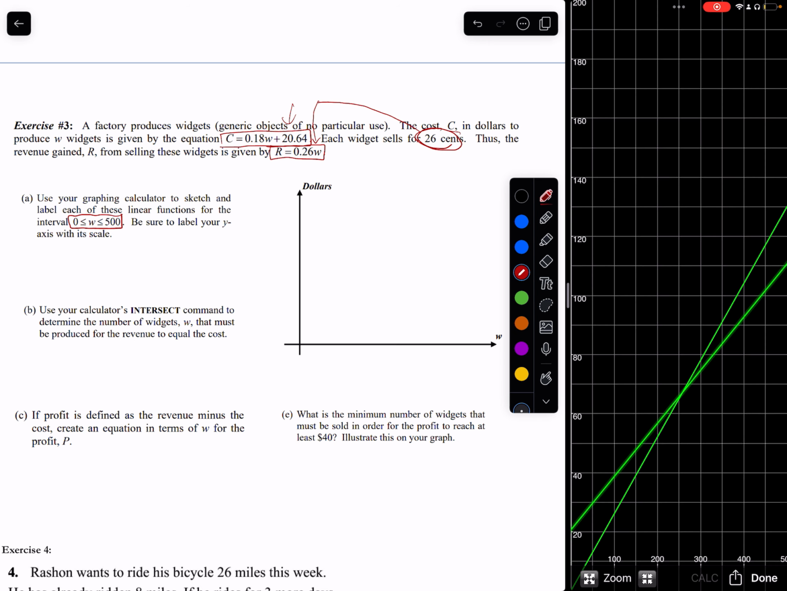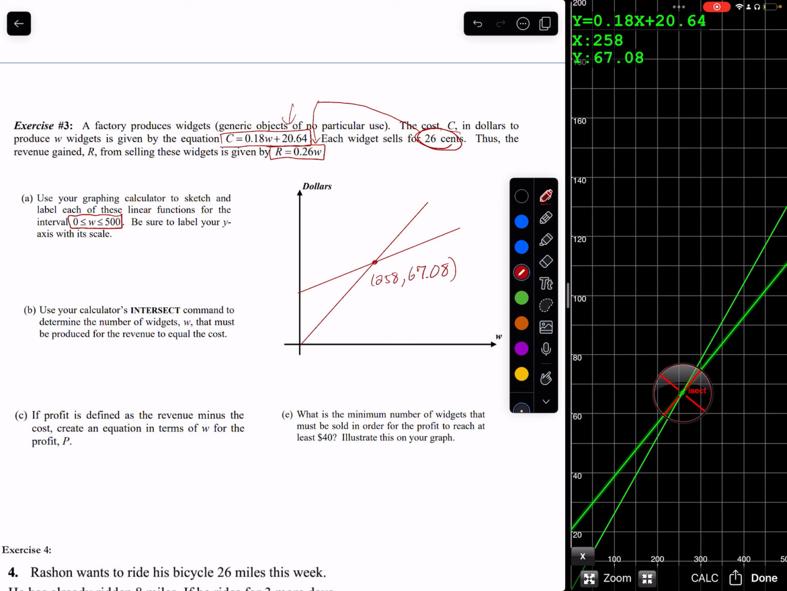If I hit the graph, now you can see a little bit clearer. Both of these functions, we've got this function going up like this, and this function going up like that. And they're both going to intersect at a point, okay? And that point of intersection right here is the point where the x value would be 258. The cost would be $67.08. So that's how you'd find the intersection, right?